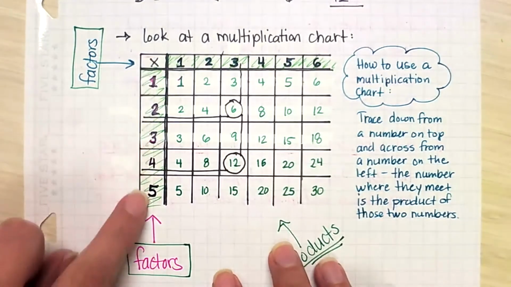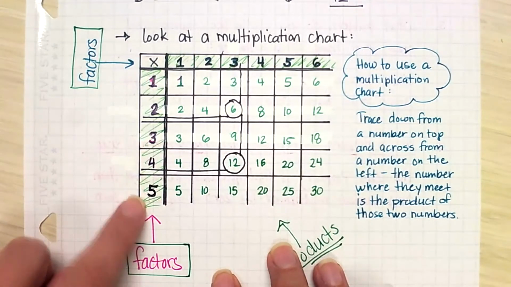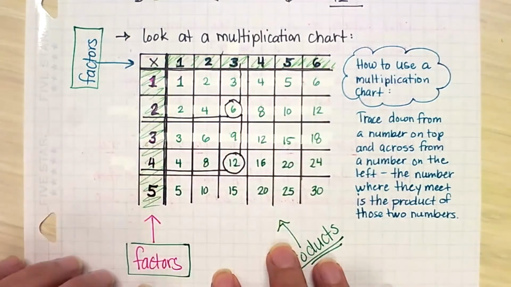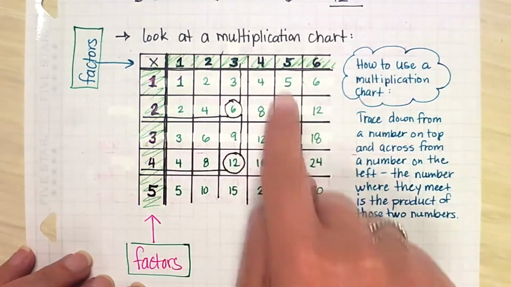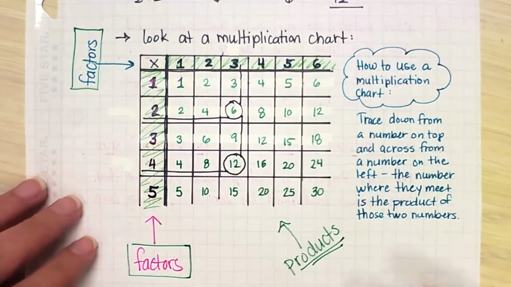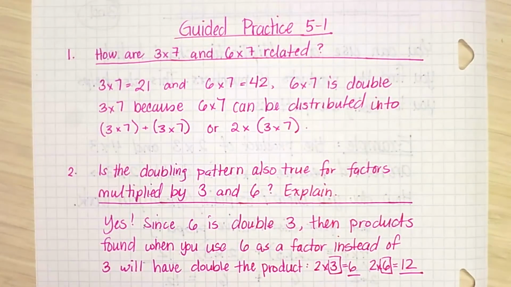So your factors are the numbers that are across the top and across that left side. So that row that goes on the far left side and that very top column are your factors. And then the numbers over here that are in the middle, those are going to be the products of those different numbers. So we're going to go ahead and take a look at our guided practice questions. And I wrote them out here so that we're not having to flip back and forth between the book and our notes.